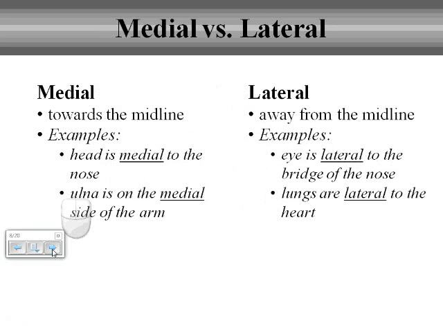Medial versus lateral. I don't know why, but middle always helps me. So medial is going to be talking about towards the middle, towards the midline of your body, while lateral is going to be away from your body. So the eyes are lateral when you compare them to the bridge of your nose, but your sternum, your breastbone, is medial to your humerus. So you can talk about middle versus away from the middle.